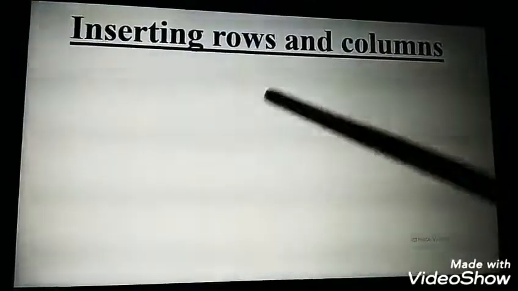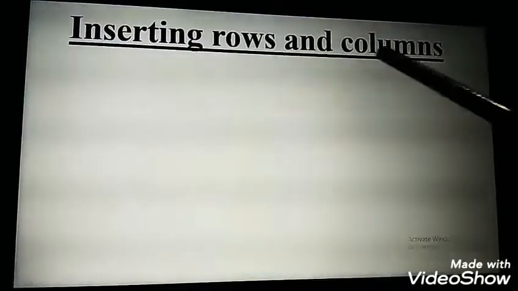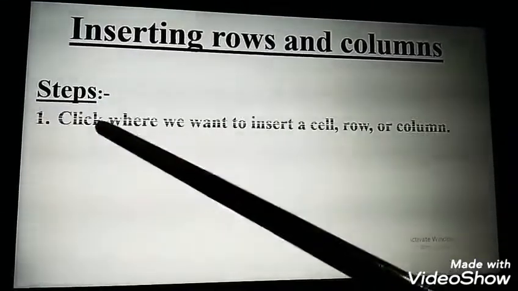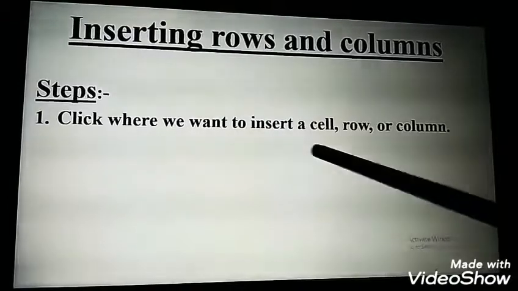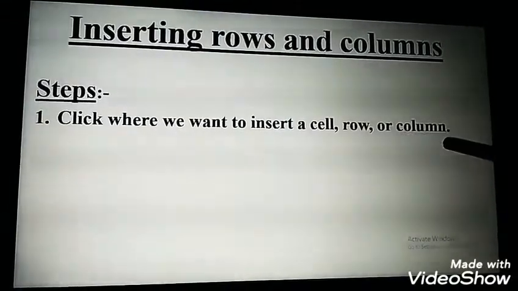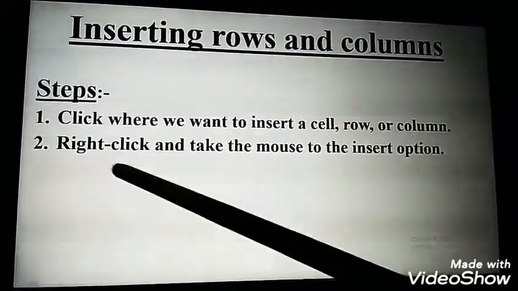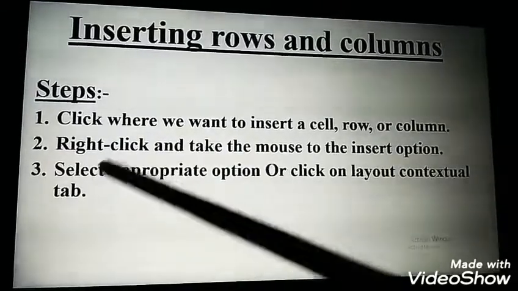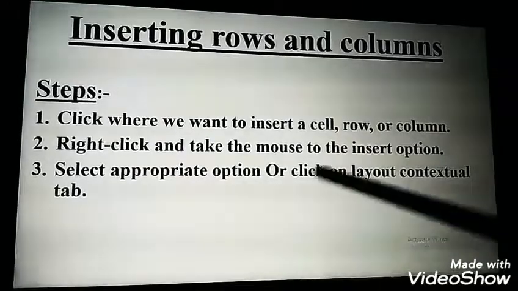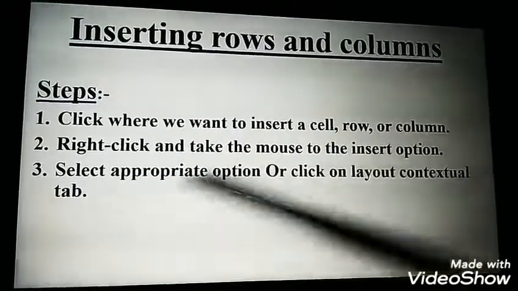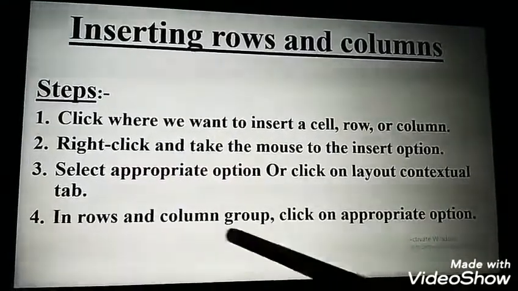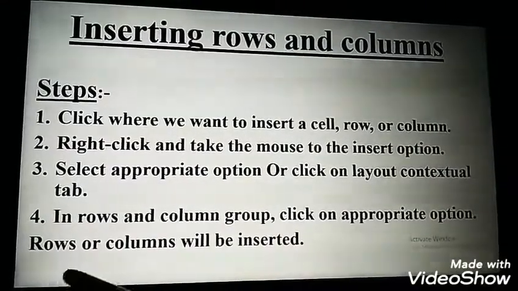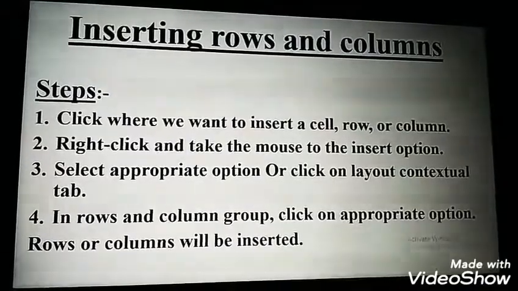So the first one is inserting rows and columns. How to insert rows and columns? The steps are: first, click where we want to insert a cell, row or column. Then right click and take the mouse to the insert option. Then select the appropriate option, or click on the layout contextual tab. Then in the rows and columns group, click on the appropriate option and rows or columns will be inserted.